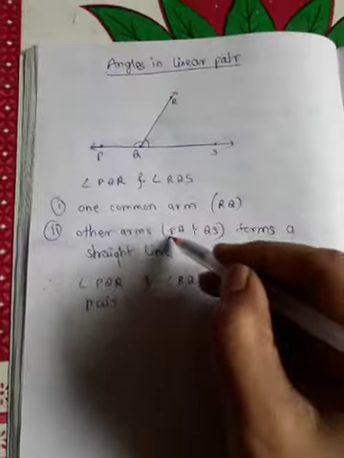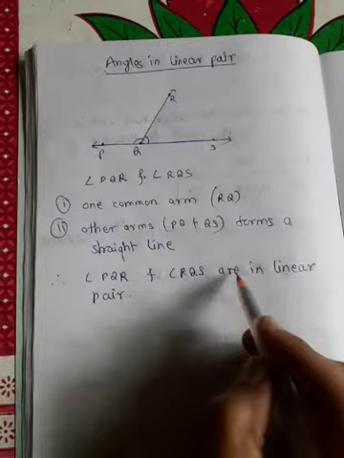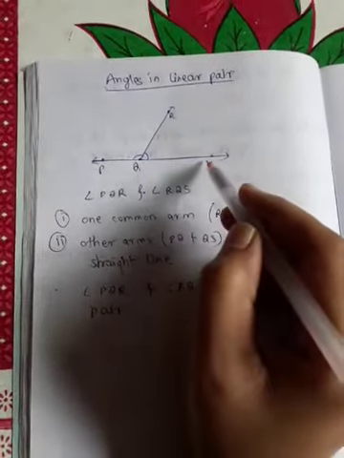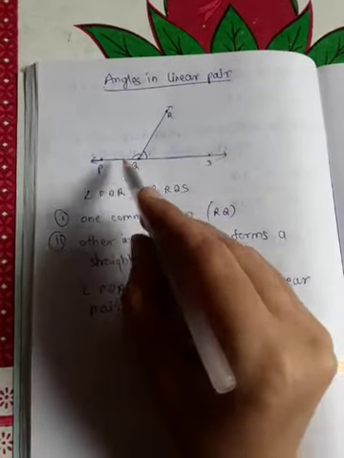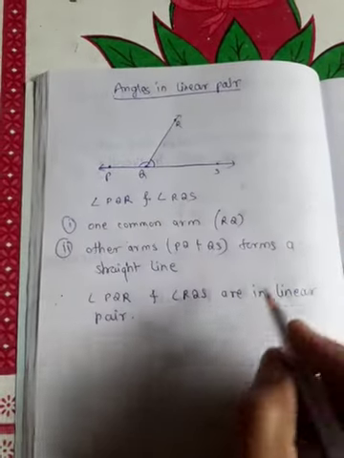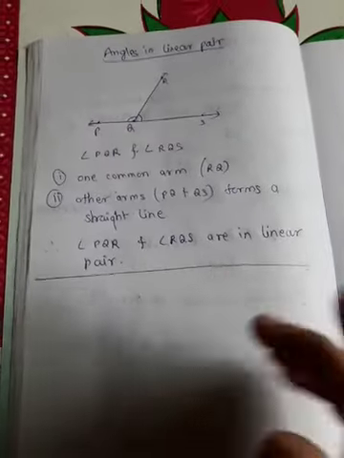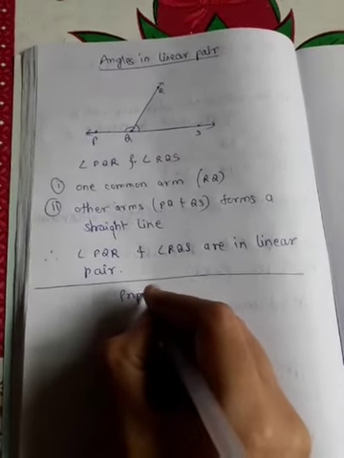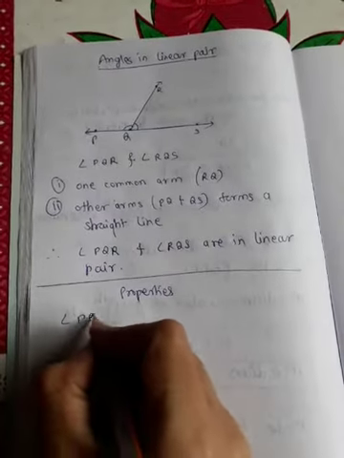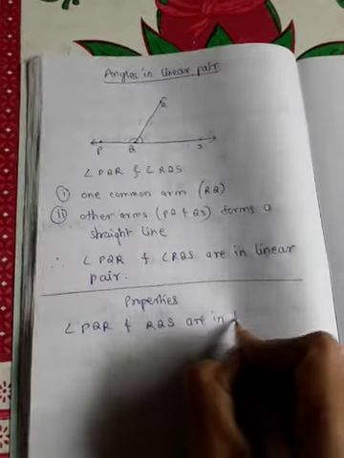Okay, if these two conditions are satisfied by any two angles, then we can say that the two angles are in linear pair. So here these two angles, angle PQR and angle RQS, have one common arm and the other two arms form a straight line. Therefore, angle PQR and angle RQS are in linear pair. After that, we have seen properties of the angles in linear pair. So see here, angle PQR and angle RQS are in linear pair.